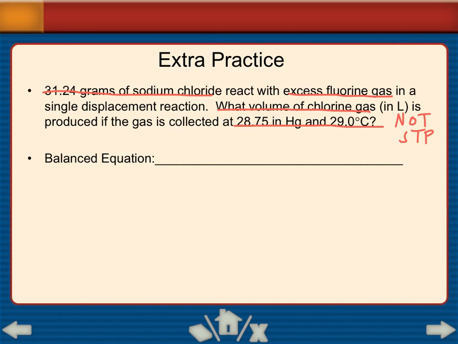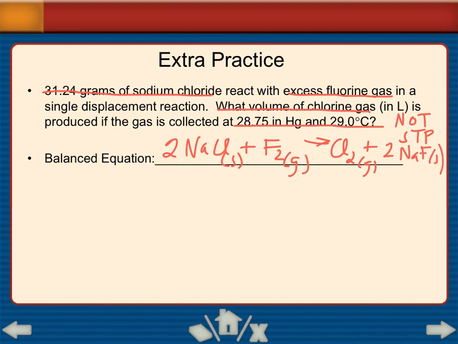And the next thing we really need to do is write the balanced chemical equation. So 2 sodium chlorides plus F2. Sodium chloride's a solid, fluorine's a gas, single displacement, so the fluorine knocks out the chlorine to produce chlorine gas, plus 2 sodium fluoride, and that's a solid. So that's our balanced chemical equation. Keep in mind, chlorine gas, fluorine gas are all diatomics. That makes a big difference.